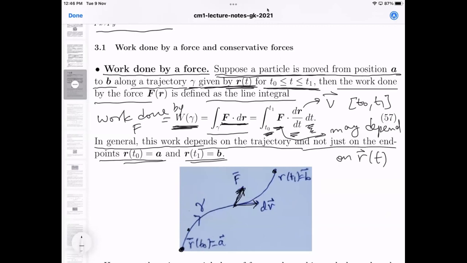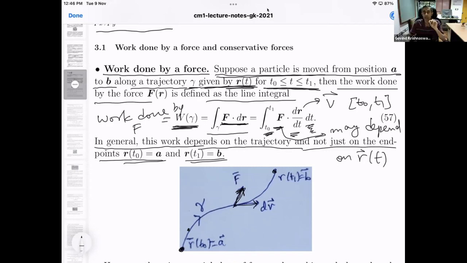Sir, question. Yes. Yes, Ruptak Majumdar. Sir, it's like if we take another trajectory which is similar to this trajectory itself, but it goes through the path faster. I mean, like.